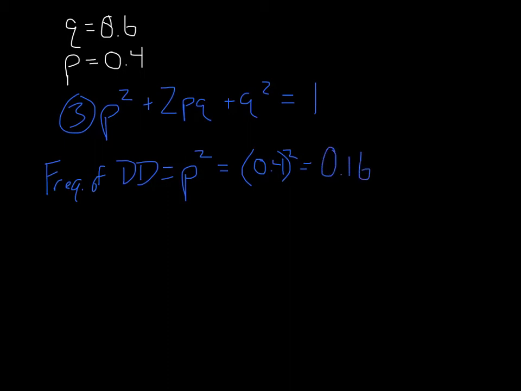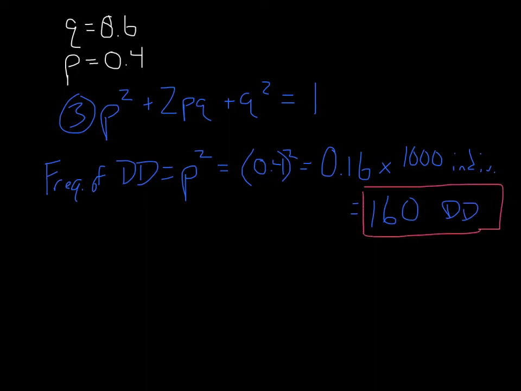So since we know what p is already, we can just plug in here. So p is 0.4. We square that, and that's going to give us 0.16. Now the question actually asks us how many individuals, and so we were told at the beginning that you've got 1,000 individuals in this population. So 0.16 times 1,000 means that 160 of these people will be homozygous dominant. So there's the first part of our answer.